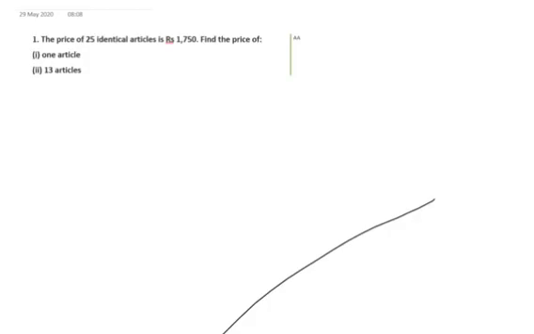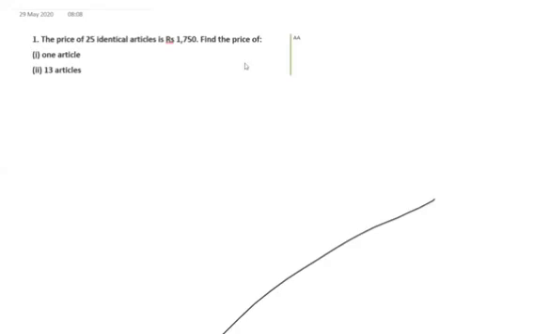So you need to focus very carefully on the questions of this chapter, and let me tell you that this chapter is very easy also. What you have to do, sometimes the price of many articles is given to you, and you are being asked to find the price of one article or sometimes many articles as well. So now let us do question number 1. Read question number 1 carefully.